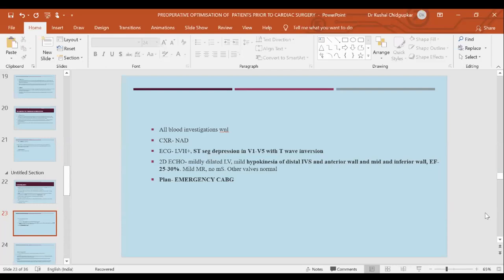Yes, sir. Connect him to the monitors as soon as possible, isn't it? Yes, sir. So he stands a higher risk as per the STS guidelines. Also, the patients on IABP have a significant risk of mortality. Okay, anything else you have in this patient?